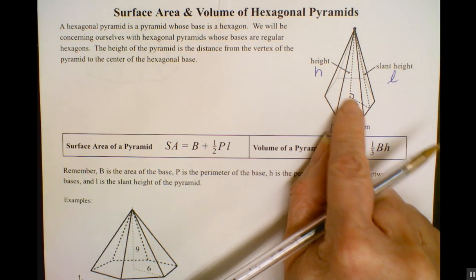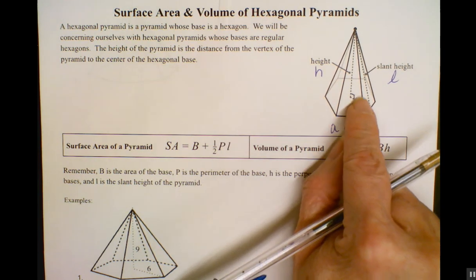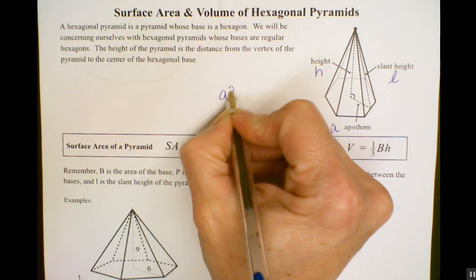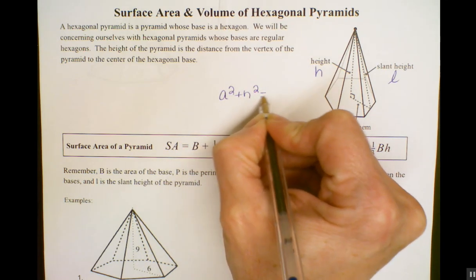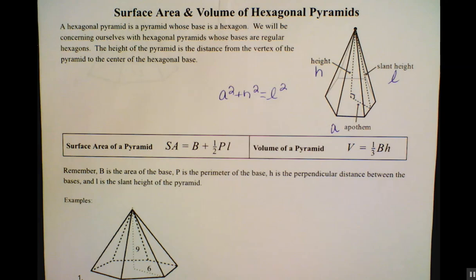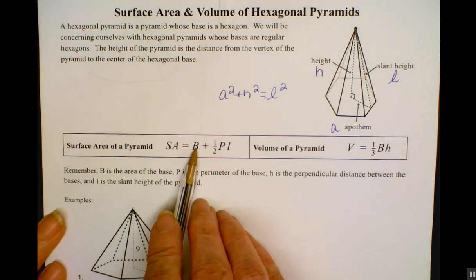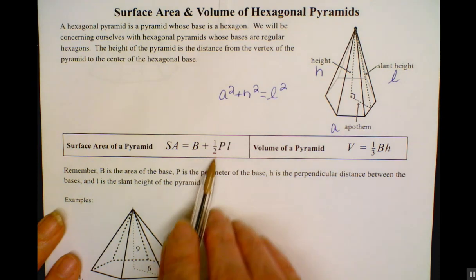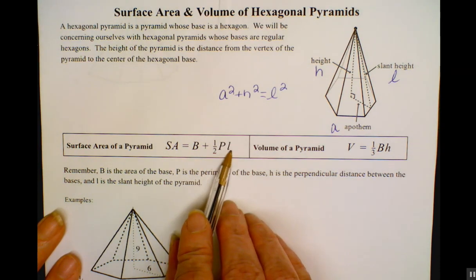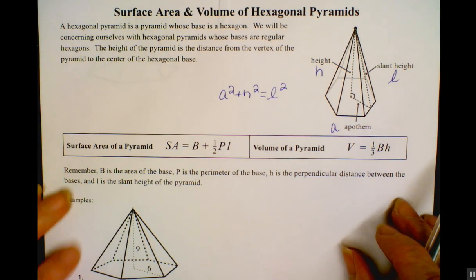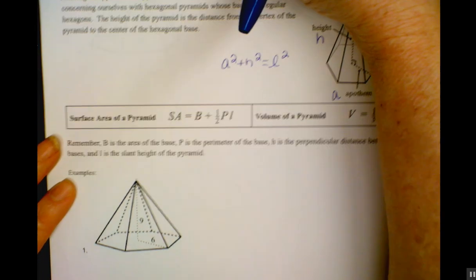Remember also that because these three values form the lengths of the sides of a right triangle, the Pythagorean Theorem applies. So a squared plus h squared will equal the slant height L squared. Just below that, we have the formulas for the surface area and volume of pyramids. The surface area is the area of the base, so in this case the area of a hexagon, plus 1/2 of the perimeter of the base times the slant height, and the volume is 1/3 times the area of the base times the height. So with that in mind, we begin looking at example 1.